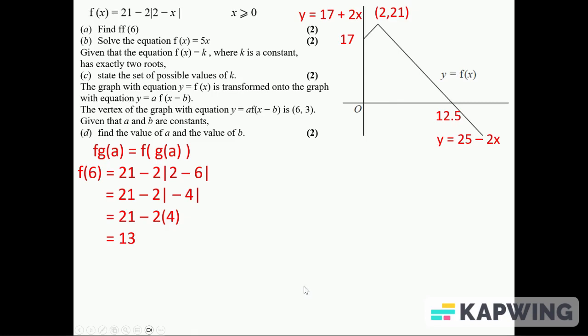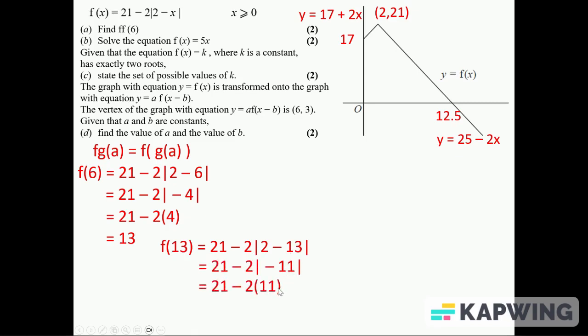And then we put 13 into the function. So put 13 in for x here. 2 minus 13 is minus 11. The modulus of that is 11. And that gives us minus 1.